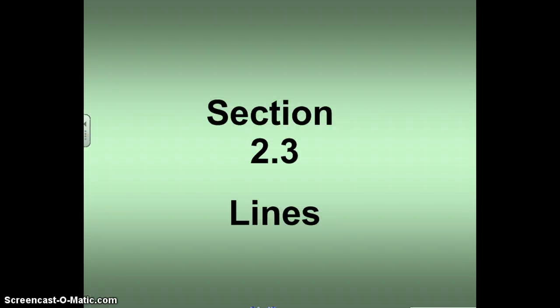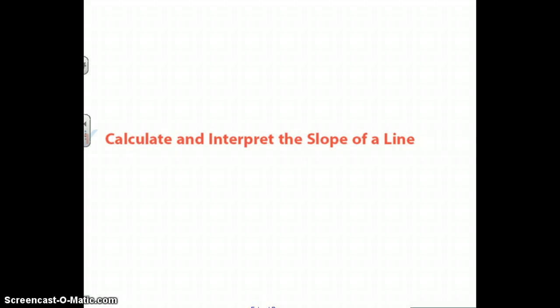Welcome to section 2.3, College Algebra. Today we're going to be looking at graphing linear functions. So today we're going to look at the line y equals mx plus b, where m is defined as my slope. And I'm going to give you two definitions of slope.